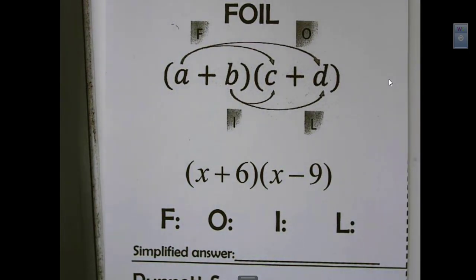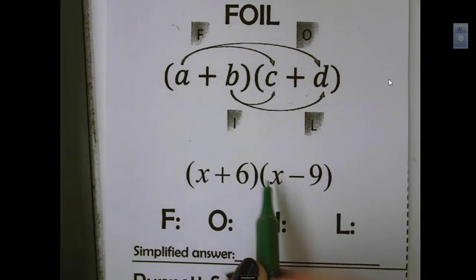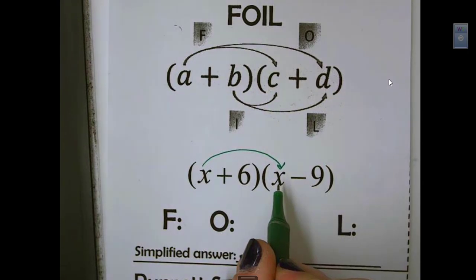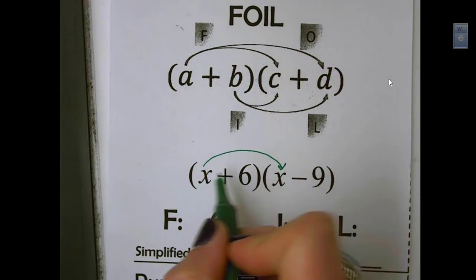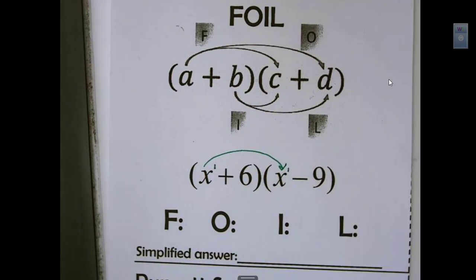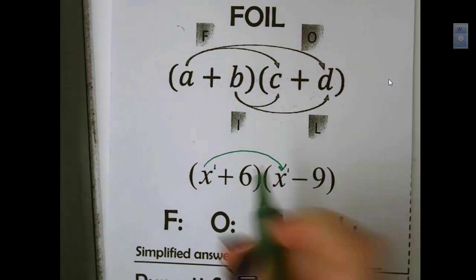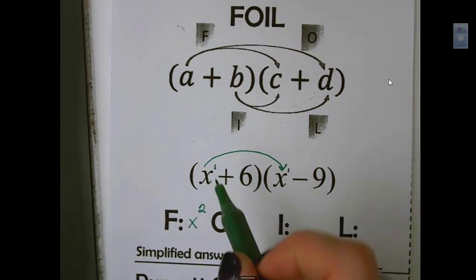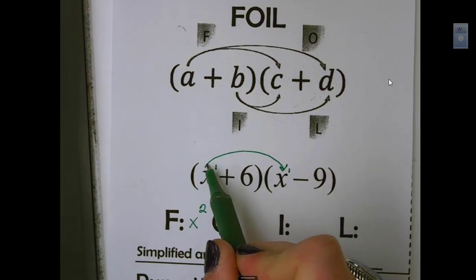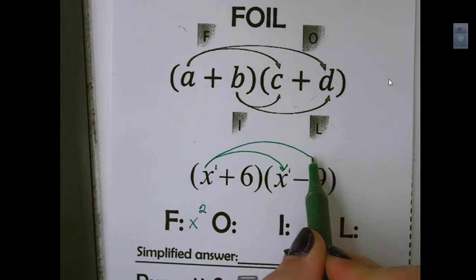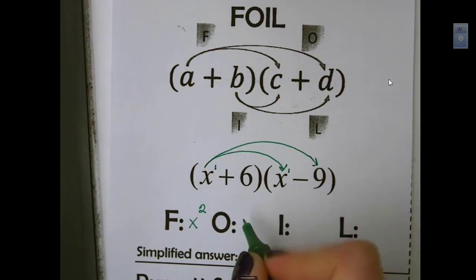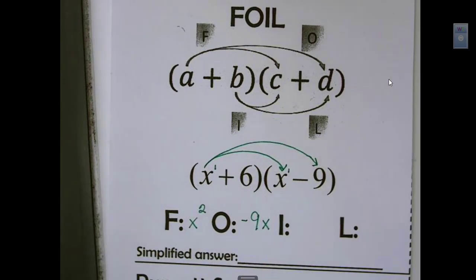So the first terms, x and x, we are going to multiply. And x times x, if you remember, this is probably where you left off last spring, you are going to add the exponents. So both of these would be to the first power. X times x equals x squared. And then we're going to multiply the outer. So we're going to take that x and multiply it by -9. X times -9, we put that coefficient first. We write -9x.